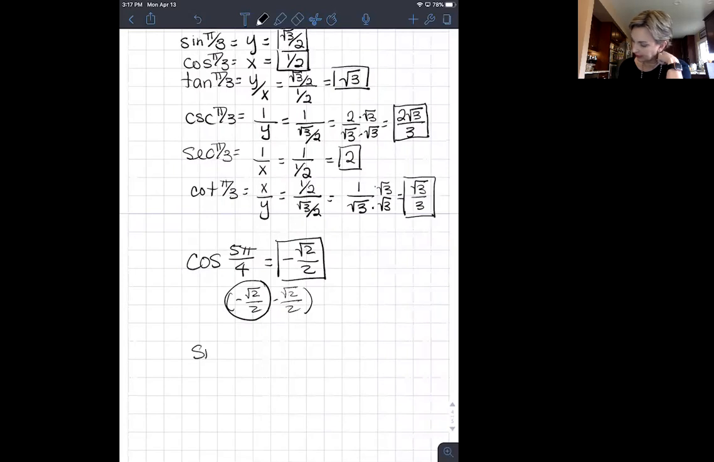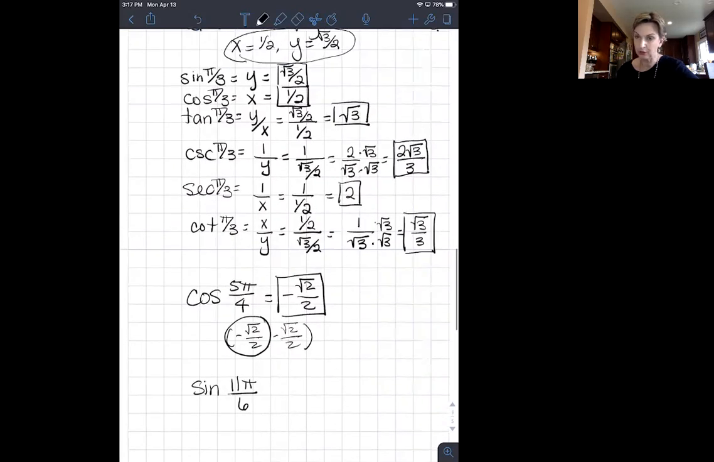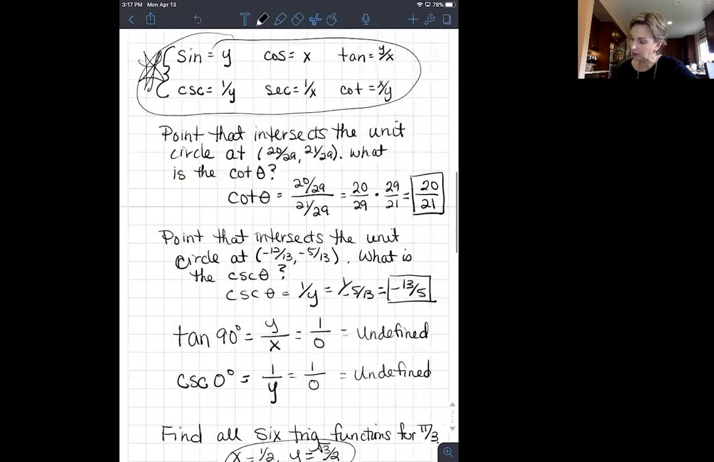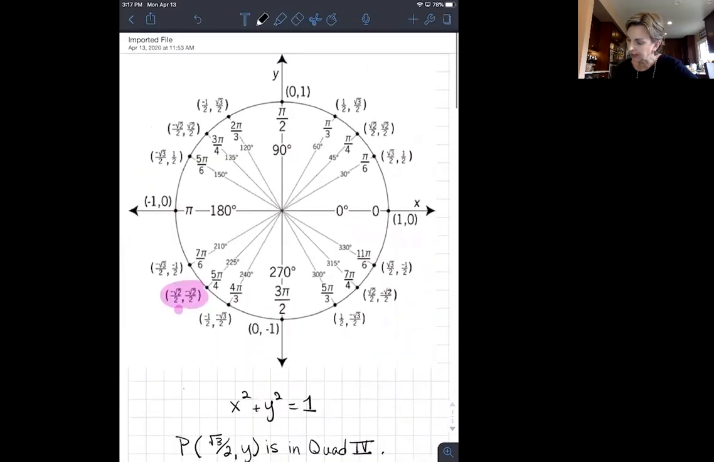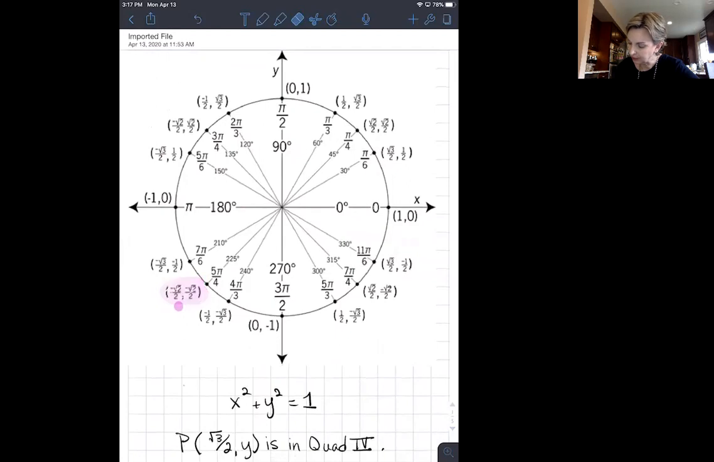Let's do sine of 11 pi over 6. And again, I don't want a decimal approximation from the calculator. I want an exact answer. Then I would first get the terminal point for my unit circle. So I go up to my unit circle, and I have to find 11 pi over 6. Where is 11 pi over 6? Oh, it's over here in quadrant 4.